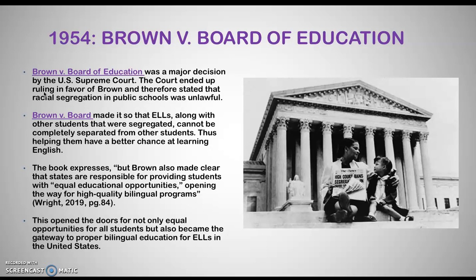The book expresses, but Brown also made clear that states are responsible for providing students with equal educational opportunities, opening the way for high-quality bilingual programs. And that's by Wright, 2019, page 84. This opened the door for not only equal opportunities for all students, but also became the gateway to proper bilingual education for ELLs in the United States.